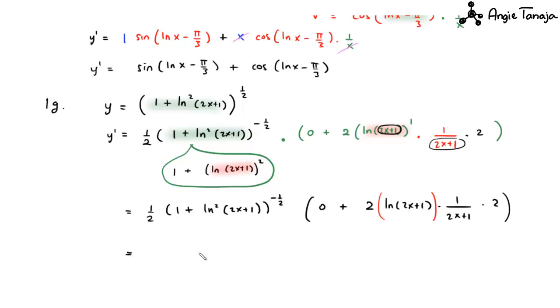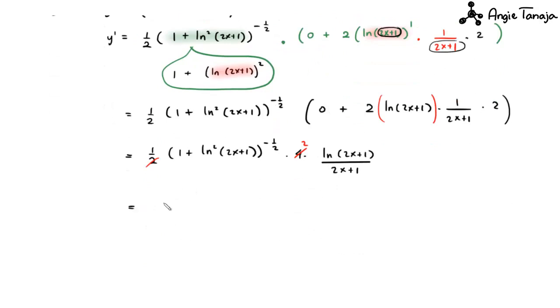Okay, so this will be half 1 plus ln square 2x plus 1 times with this one, 4 ln 2x plus 1 over 2x plus 1. So the 2 will be cancelled. So then it's just 2.